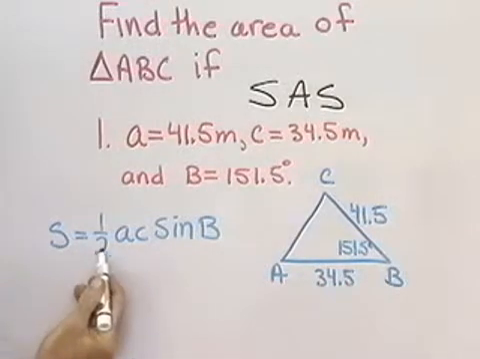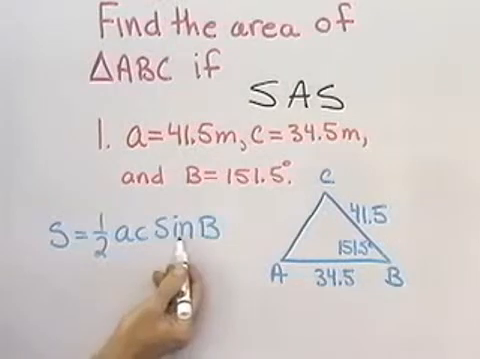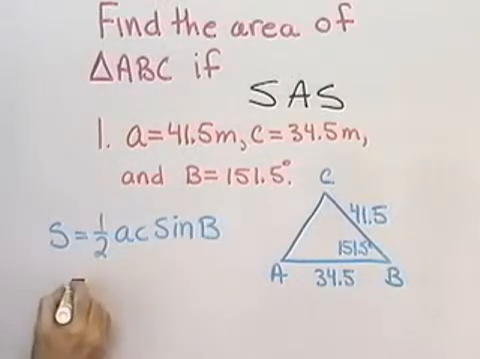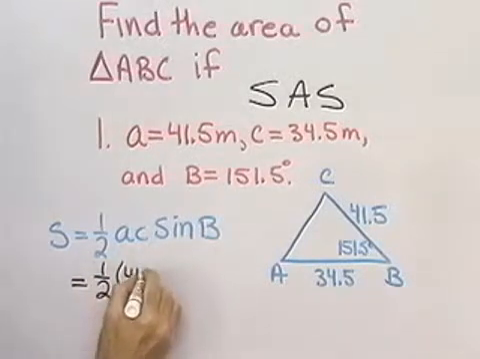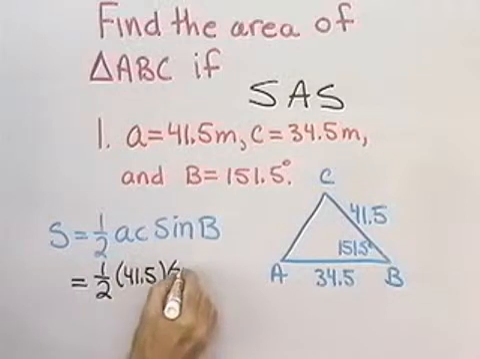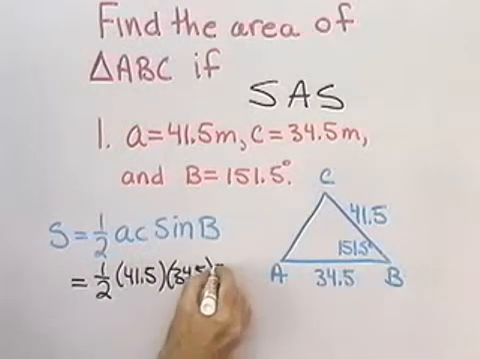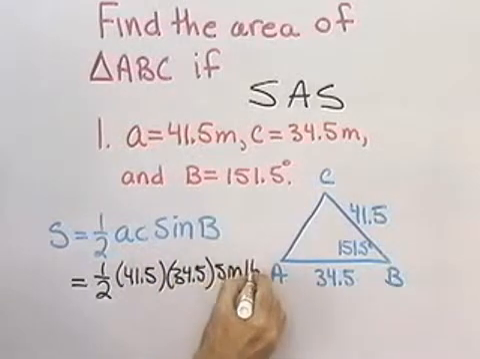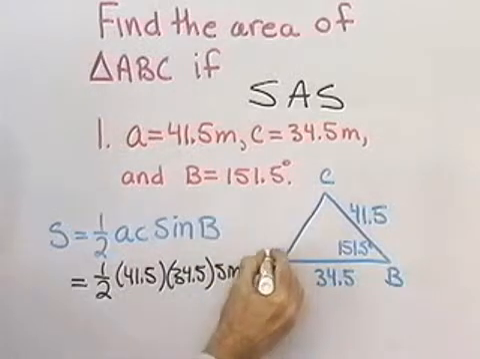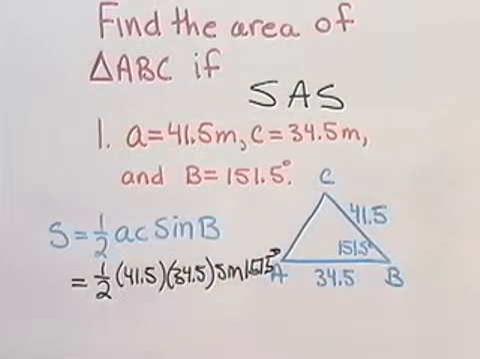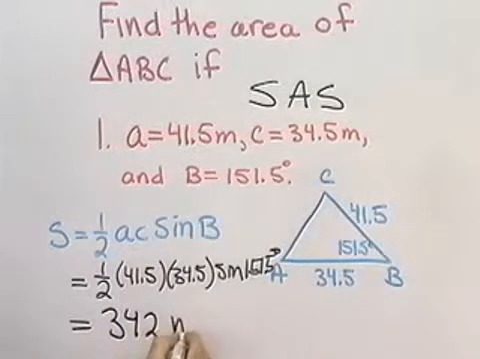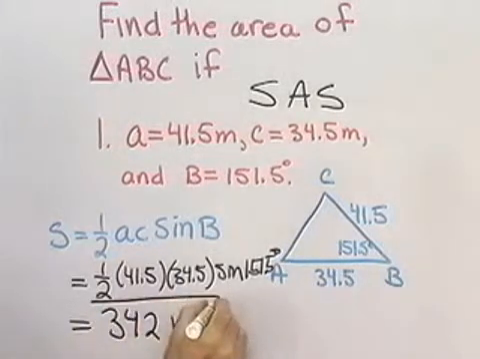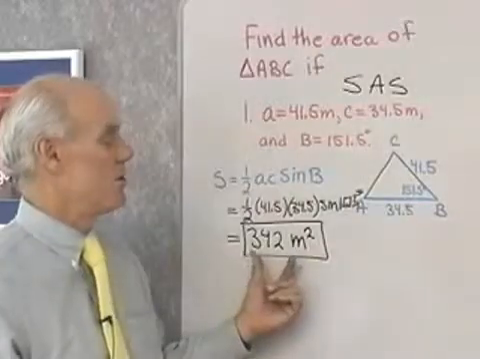The area is going to be 1/2 the product of the two sides times the sine of the angle between them. So I'll simply substitute in the numbers I'm given. Side A is 41.5. Side C is 34.5. And then I have the sine of 151.5 degrees. Work that out on a calculator. That comes out to be 342. And my units were meters, so it's going to be square meters. So the area of that triangle is 342 square meters.